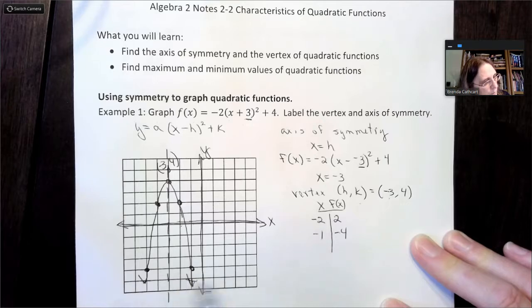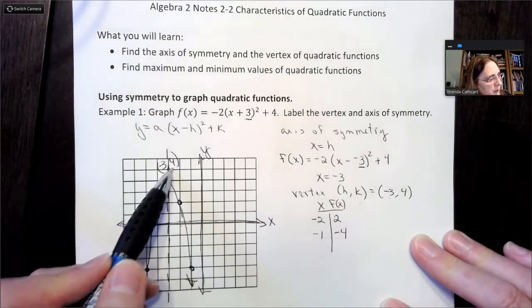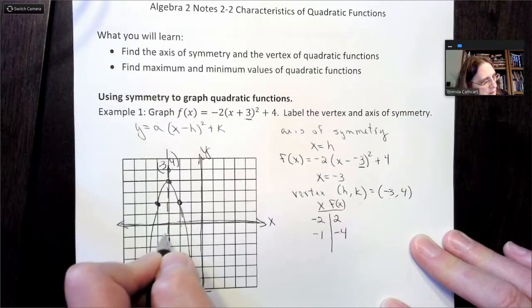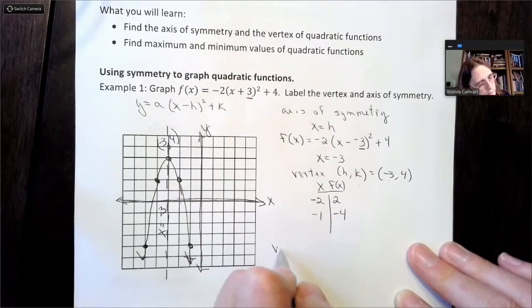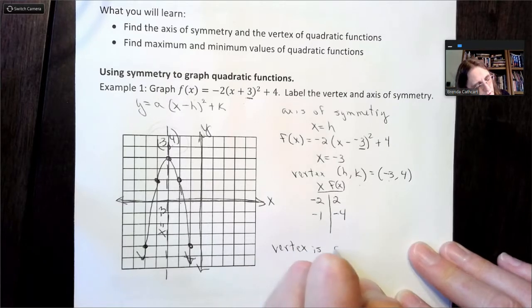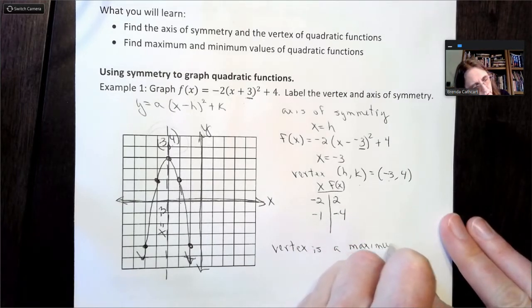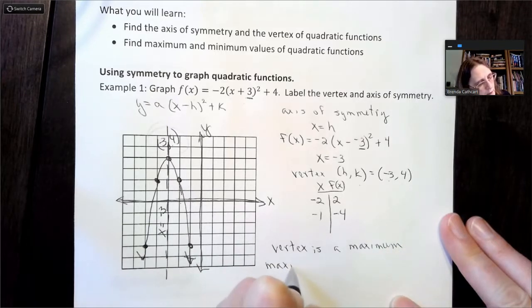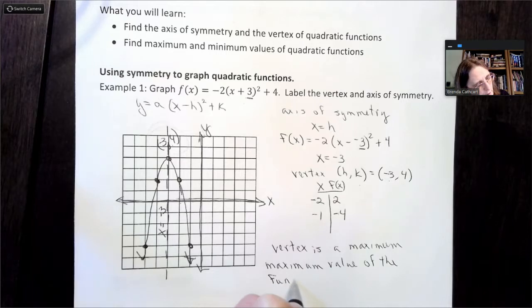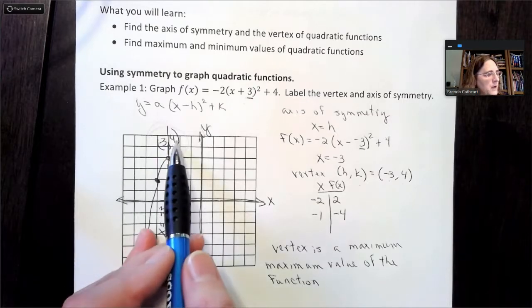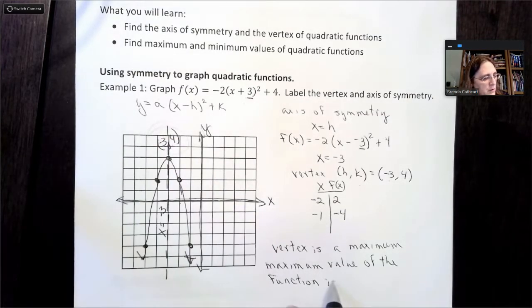Okay, so there we have our vertex. Our axis of symmetry is x equals -3. And notice that our vertex here is the highest point on the graph. So in this case, our vertex is a maximum. And we say that the maximum value of the function is going to be the highest point on the graph, or the highest y value on the graph. So the maximum value of this function is 4.